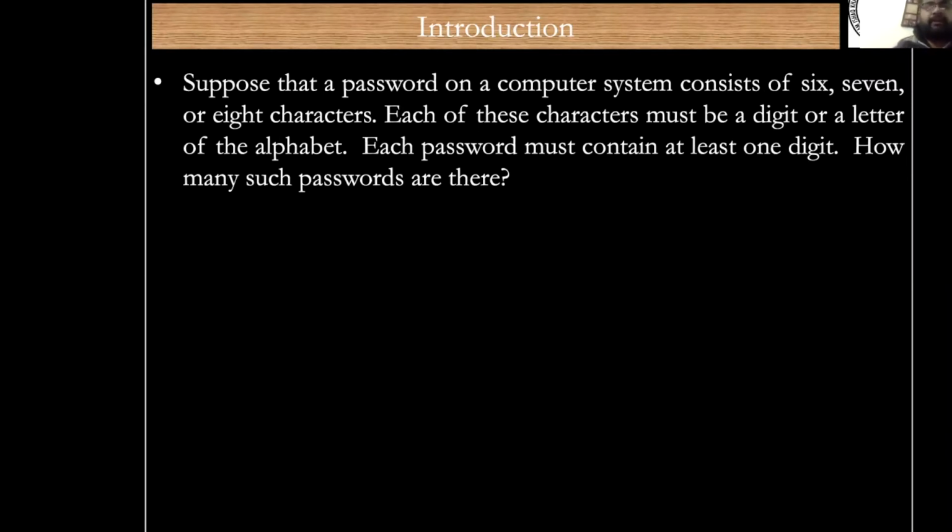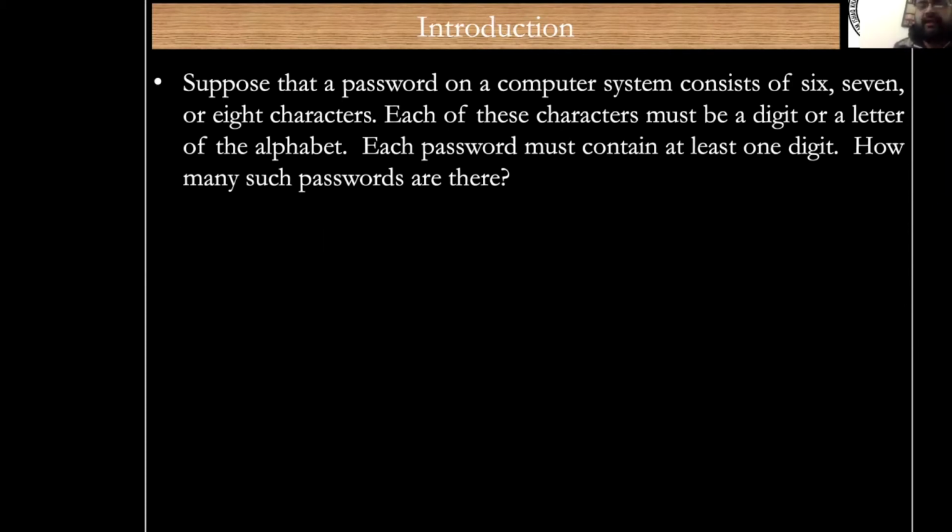In the introduction, we first start off with an example which says that suppose that a password on a computer system consists of 6, 7, or 8 digits. Each of these characters must be a digit or a letter of the alphabet. Each password must contain at least one digit. How many such passwords are there? Notice that in this example, we are supposed to get the number of passwords that exist with certain restrictions.